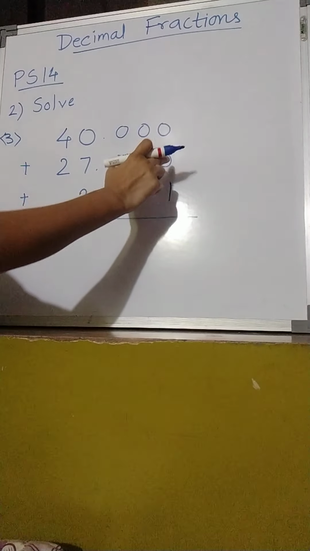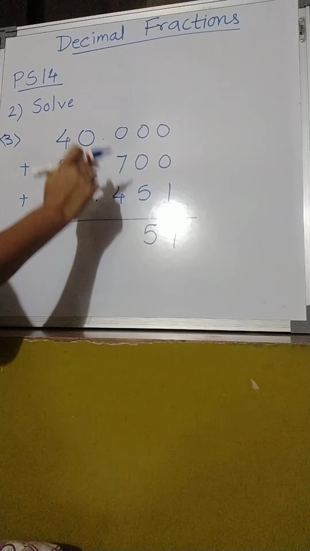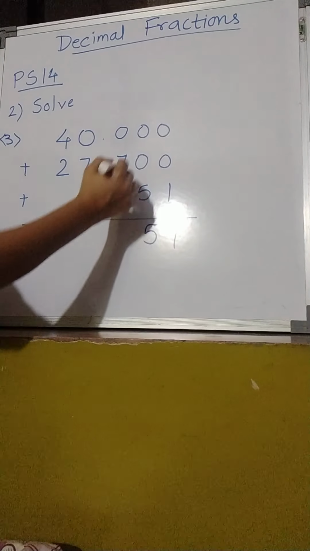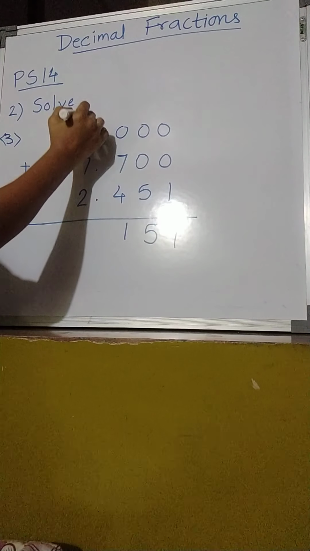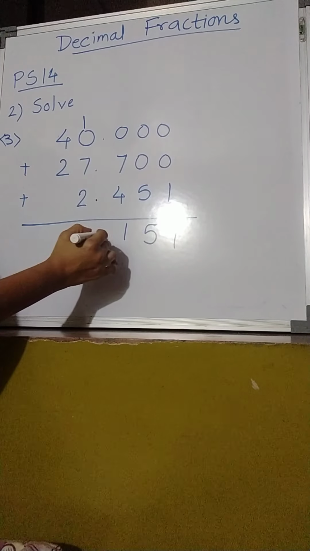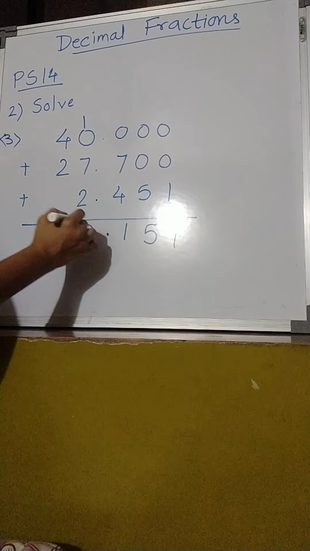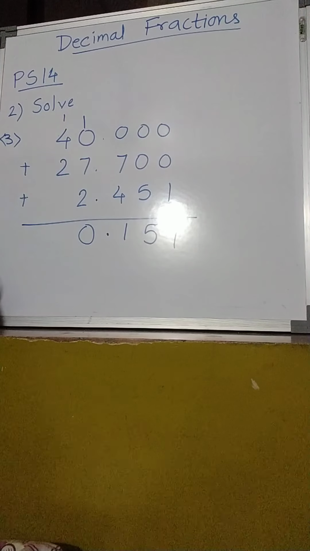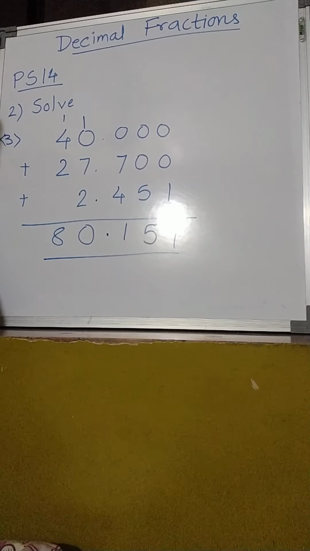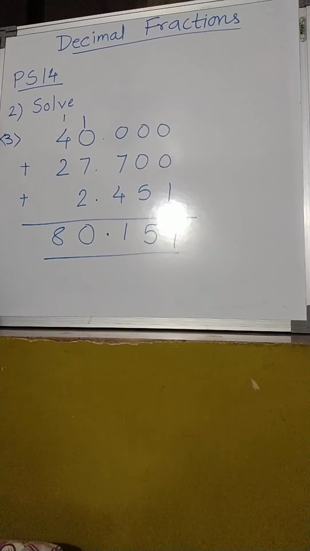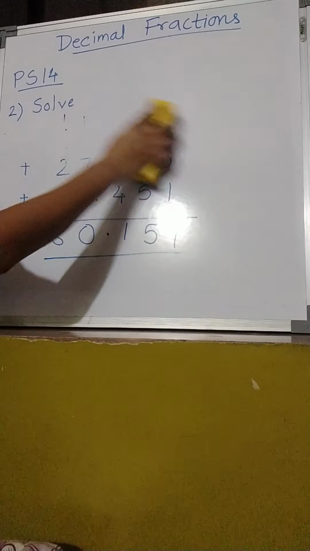Okay, now 0 plus 0 plus 1, 1, 0 plus 0 plus 5, 5, 0 plus 7 plus 4, that is 11. When 11 is there, you write 1. Take your carryover on this. Put decimal point. 7 plus 1, 8. 8 plus 2, 10. Carry over 1. 4 plus 1, 5. 5 plus 2, 7... So your answer is 80.151. Understood?